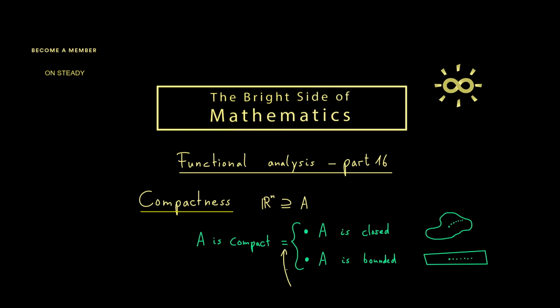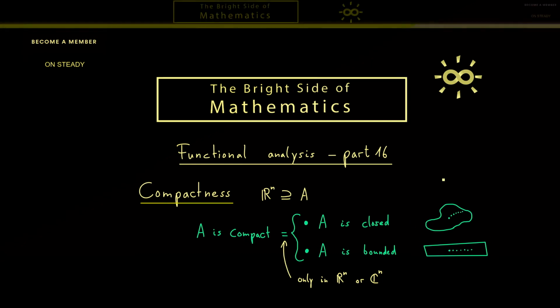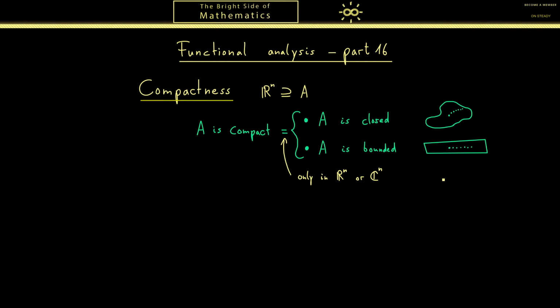This is a fact we only have in Rn, or if you want, also in Cn together with the standard metric. Therefore the correct question here would be, how can we define compact in general such that we get the correct notion for infinite sets? Of course, this is now what we will do.